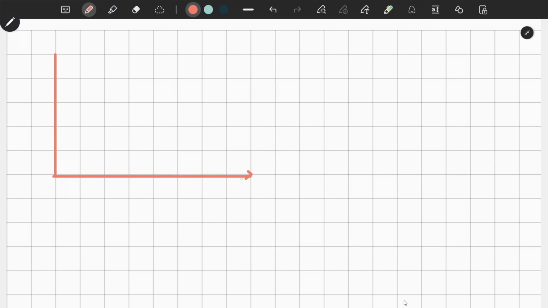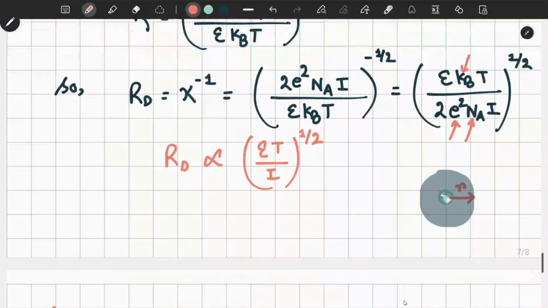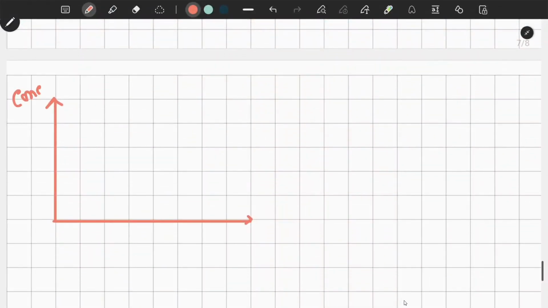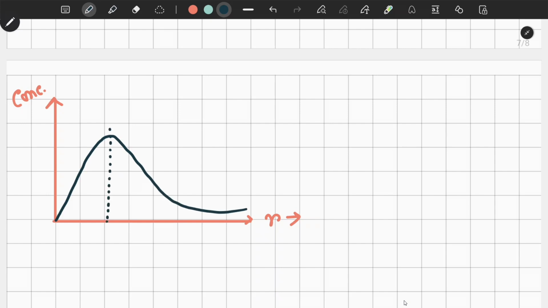I can discuss the derivation, but it will take a whole class. It is a very long derivation. So with this R, the concentration varies. I just said it like this, and this is the RD or kappa inverse.